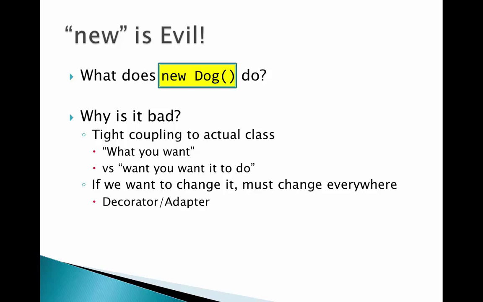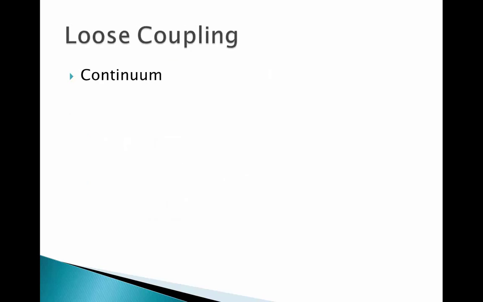Now let's say, for example, that we wanted to decorate or adapt this, and we're going to talk about those patterns next time, next month. If we want to tweak the behavior of the dog or change something to make it look like a dog, we have to go and actually change the new for every place there. If we wanted to create an instance of a subclass, like let's say instead of a dog, we had a fluffy dog, we'd have to, again, go to every place and change it. So it kind of locks us down.